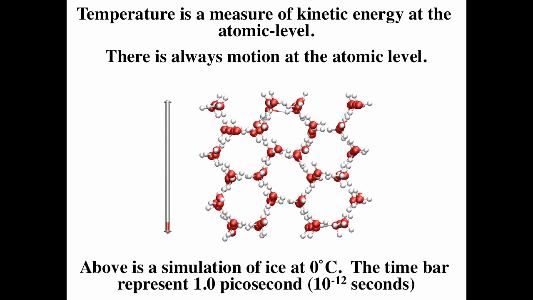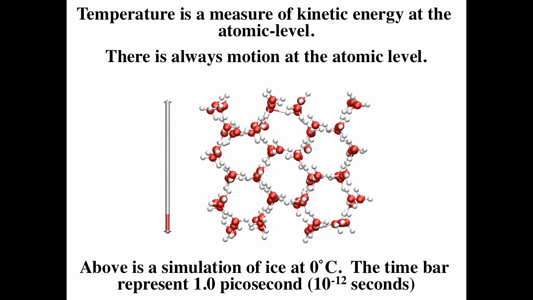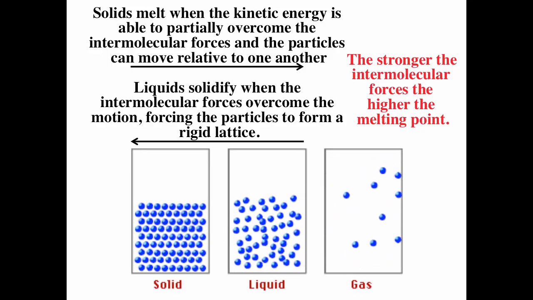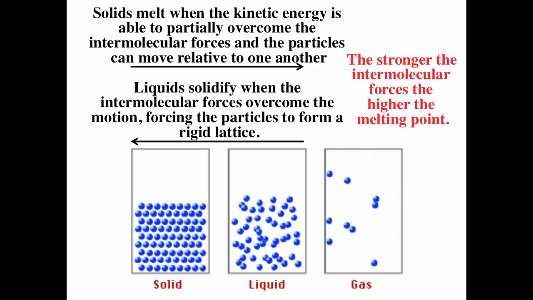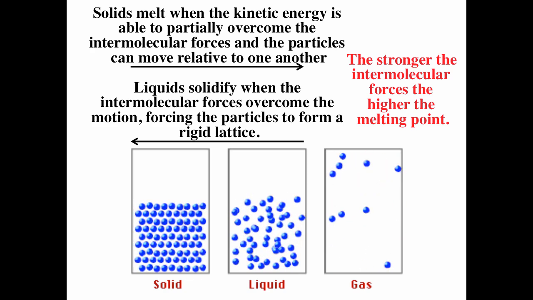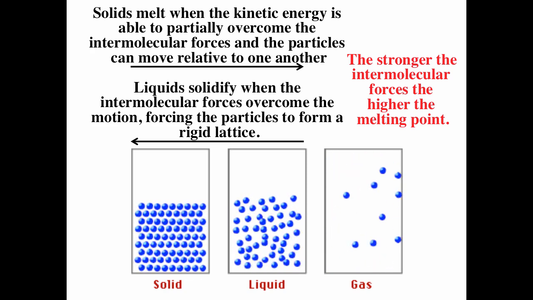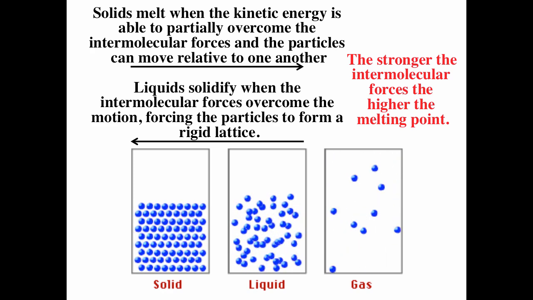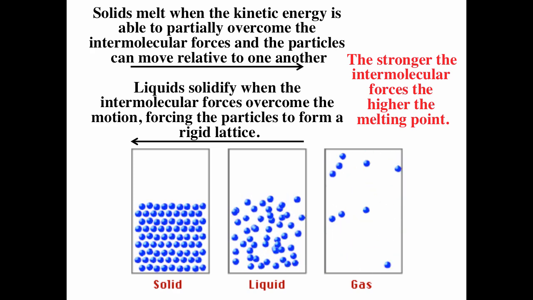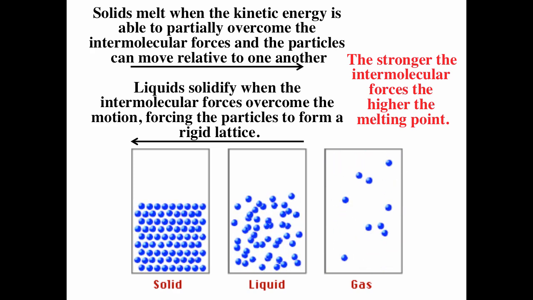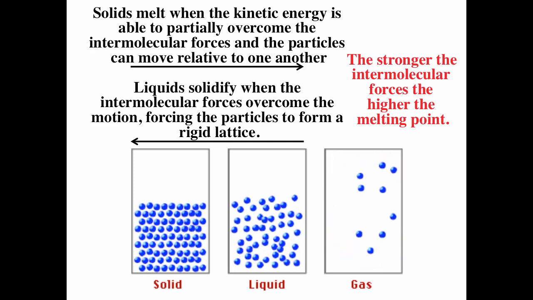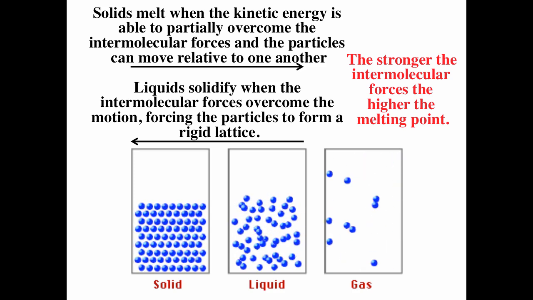Now, if we heat this, what's going to happen is the particles are going to move faster and partially overcome the intermolecular forces. And so solids melt when the kinetic energy is able to partially overcome intermolecular forces, and the particles can move relative to one another. Likewise, if we take the liquid and we cool it down, removing some kinetic energy, remember temperature is just a measure of kinetic energy at the atomic level. And so if we lower the temperature, then the particles have less kinetic energy, and intermolecular forces dominate, and we go from a liquid to a solid.